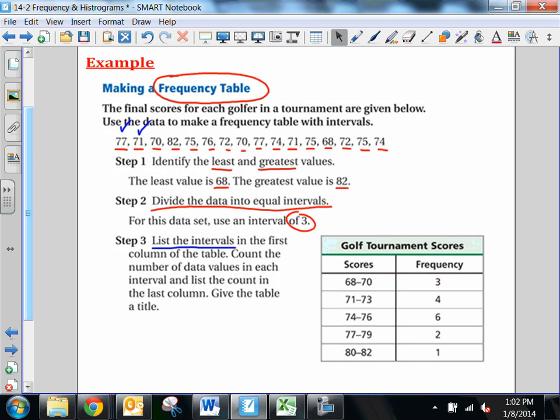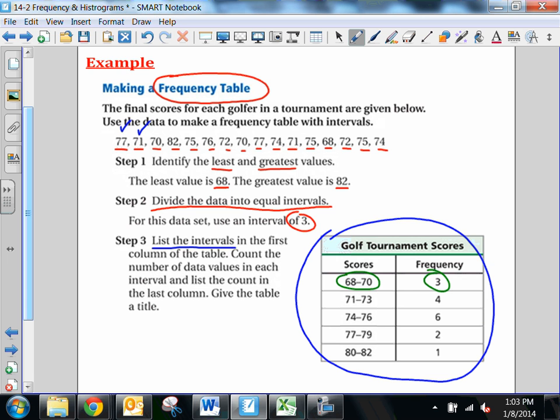Okay? So this right here is a frequency chart, and all it's doing is explaining that in the golf tournament, three golfers made a score from 68 to 70, 4 golfers scored from 71 to 73, 6 golfers scored from 74 to 76, and you can tell by the chart that this was the most common frequency, 74 to 76. Now the least common frequency was 80 to 82. So there's a lot you can tell from a frequency chart.